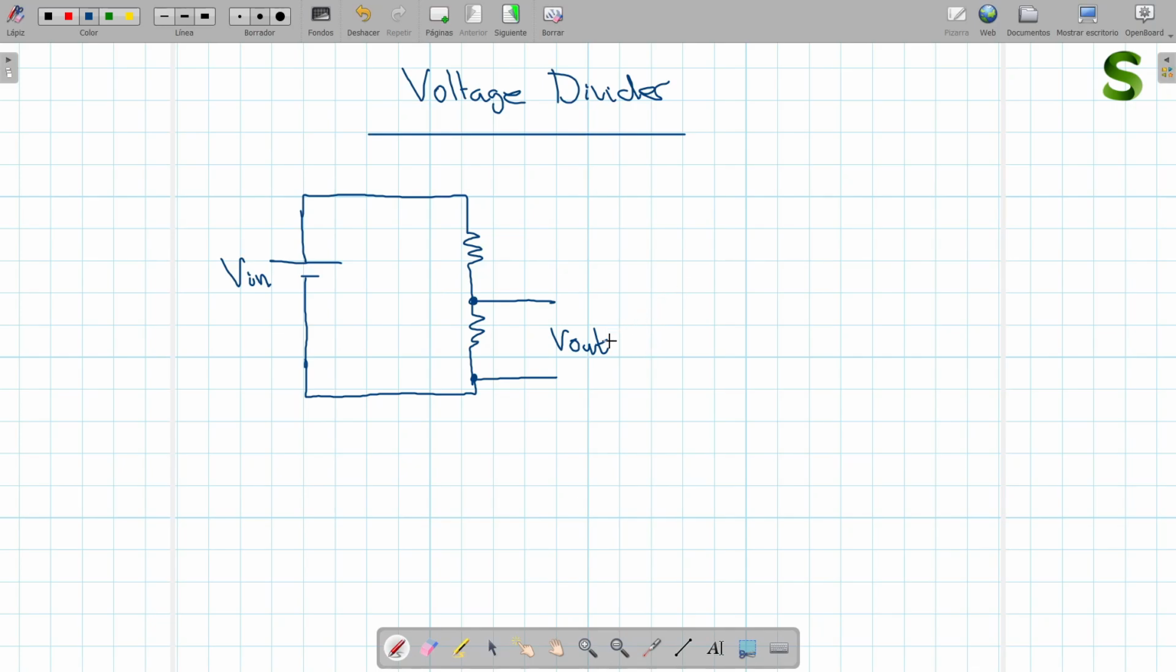So we're going to call this R1, and we're going to call this R2. As I said, it can be the other way around. As there are two resistances in series, the total resistance is going to be R1 plus R2. We know that by Ohm's law, the intensity going through that circuit is going to be V in divided by the total resistance, which is R1 plus R2. So that's the intensity that is going to go through our circuit.